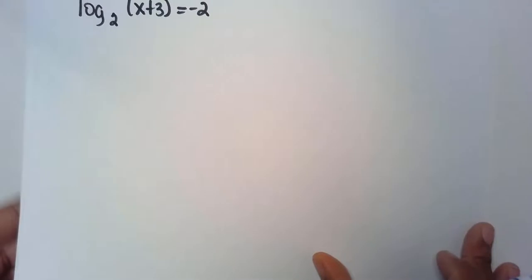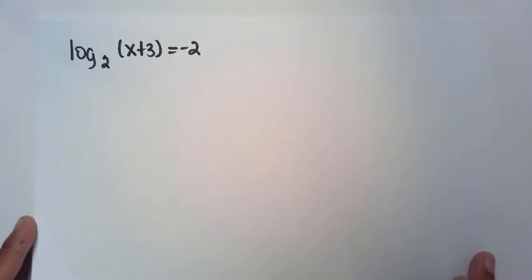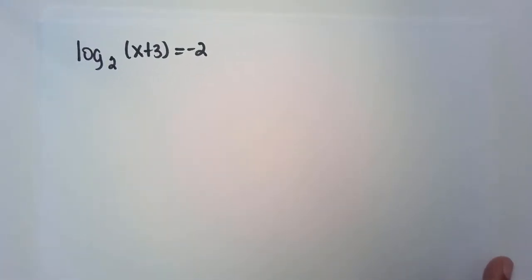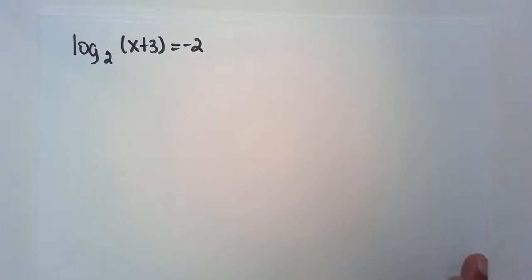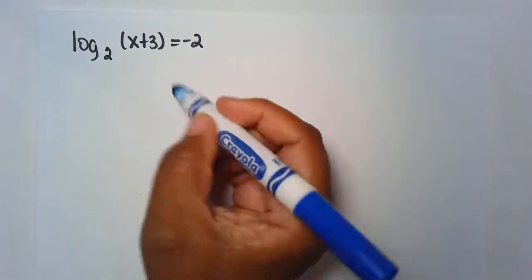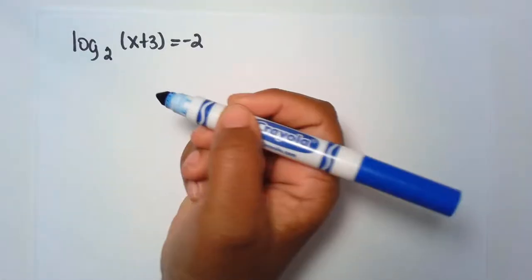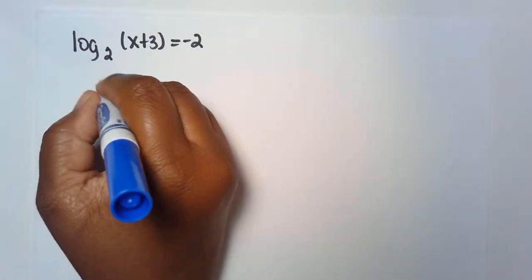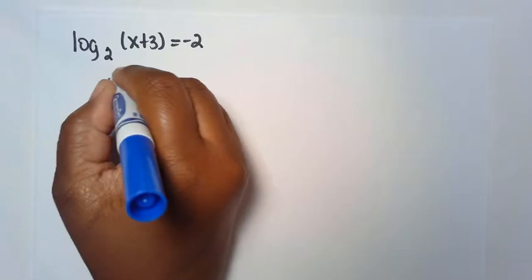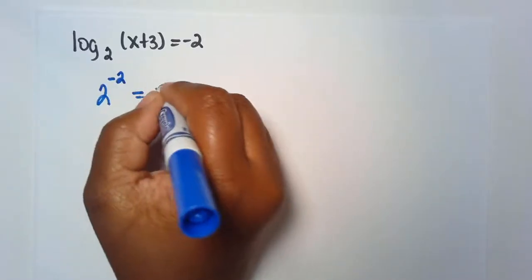Next example, we have here log base 2 of the quantity x plus 3 equals negative 2. So let's write this in exponential form. So you have here the base 2 raised to the negative 2 power equals x plus 3.